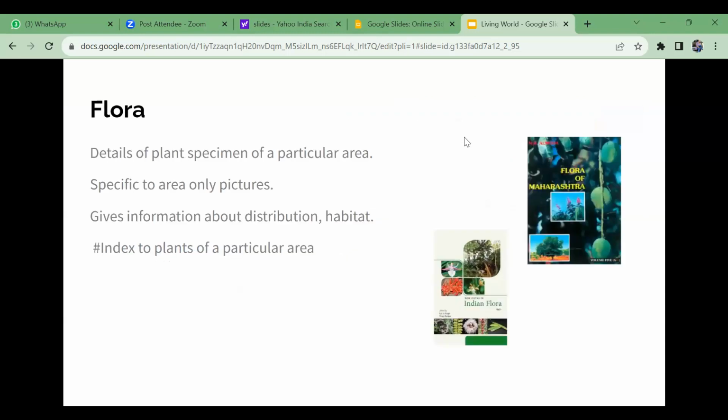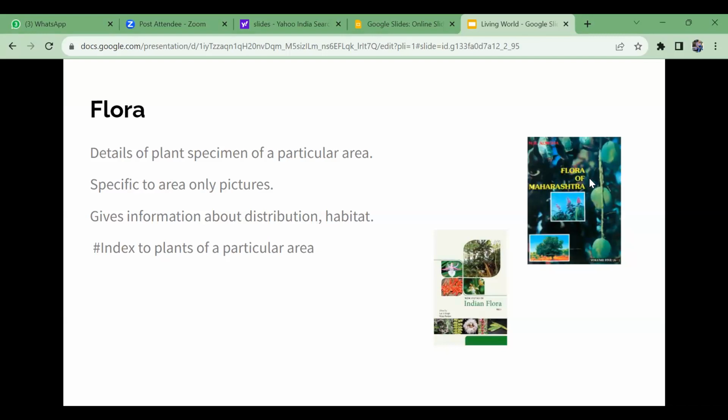Now flora talks about the details of the plant species of a particular area. It is talking about a particular area. You can see over here, flora of Maharashtra. It means all the plants in Maharashtra are written about in this book. All the plants found in Maharashtra, about it they have written over here. So if you found a new plant in Karnataka, you can't refer to flora of Maharashtra. You have to refer to flora of Karnataka. Okay, like that. So details of plant specimens of a particular area.